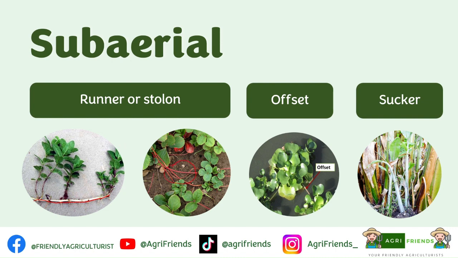like in strawberries. Offsets are shorter and thicker than the runners and are often seen in aquatic plants. So these are the offsets. Lastly is the suckers. So these are new plants that arise from the lower portion of the stem, although they may also arise from the roots.